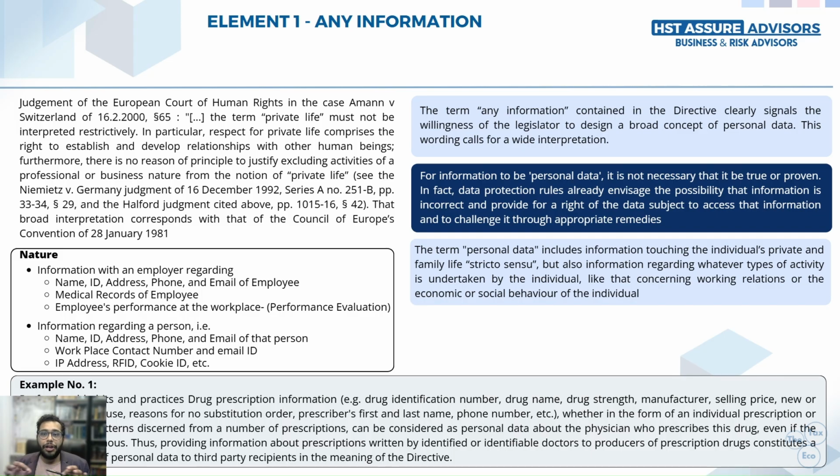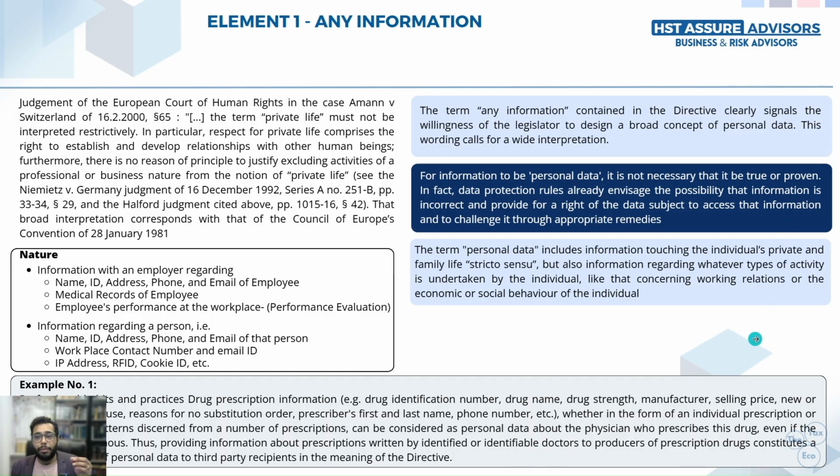When we interpret the term any information, we have to interpret it in a broader concept. Any information means literally any information, that is your name, ID, address, phone number, email, medical records, IP address, RFID, cookie ID, any information. So the term any information has to be interpreted in a broader concept.